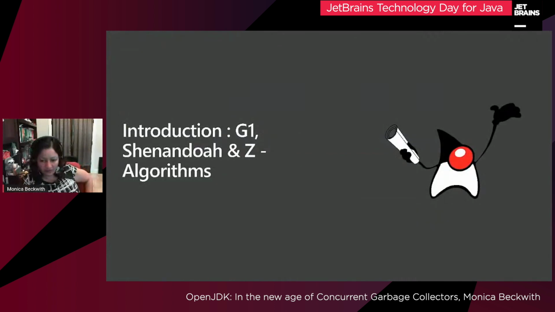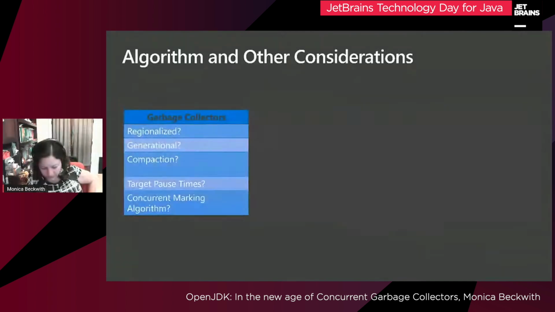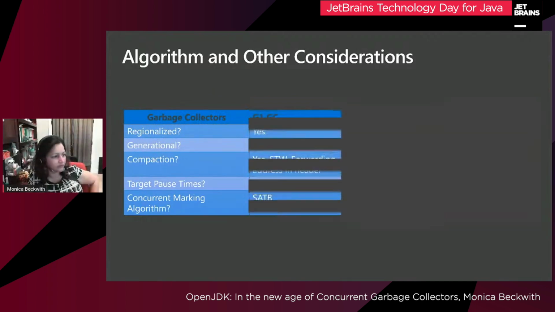So now with the groundwork done, let's compare and contrast these different collectors that I was talking about. What I've done here is take whatever we discussed until now, and added the algorithm type as well, because that's where the collectors differ. So based on regionalized or not, generational or not, what kind of compaction we do, and what the target pause time is, let's compare these algorithms.